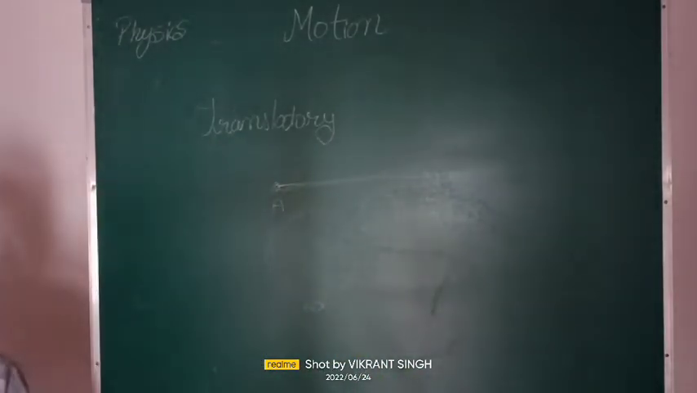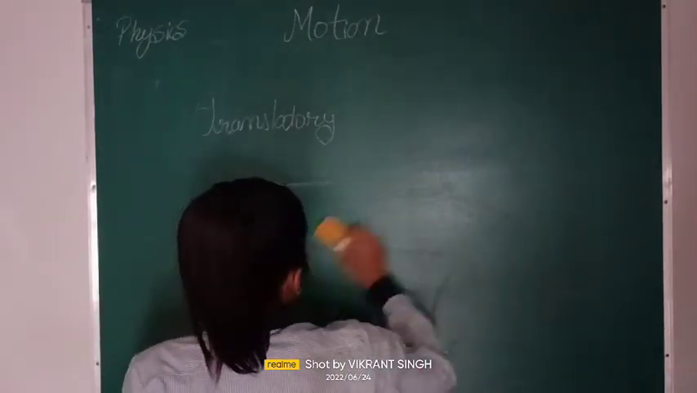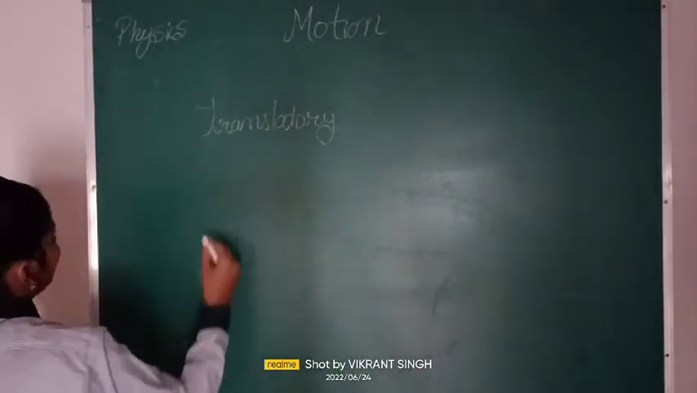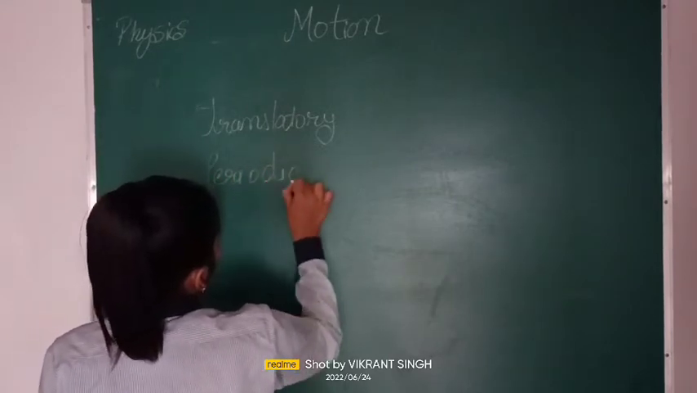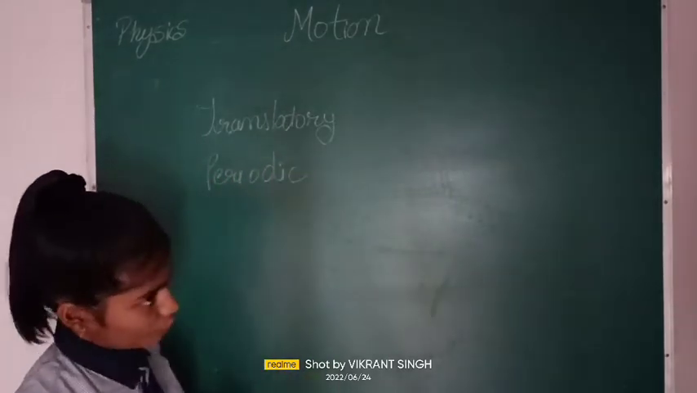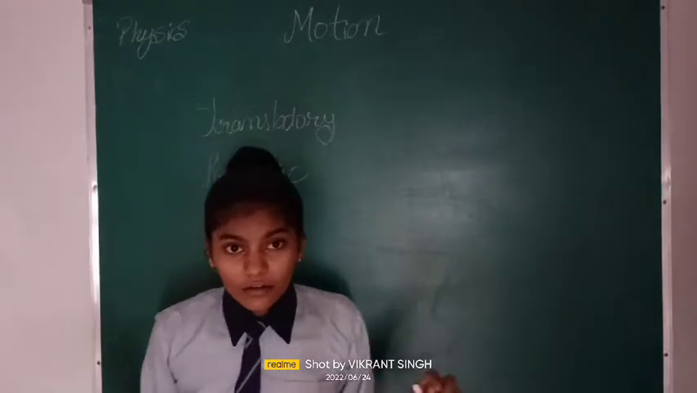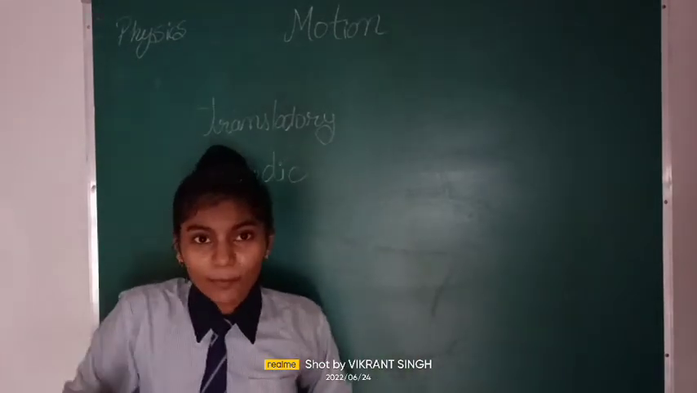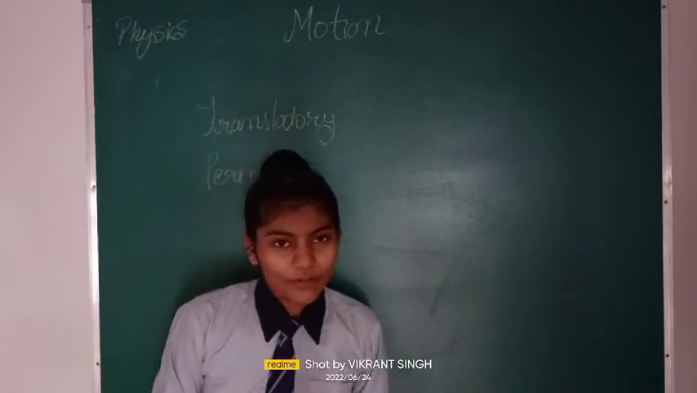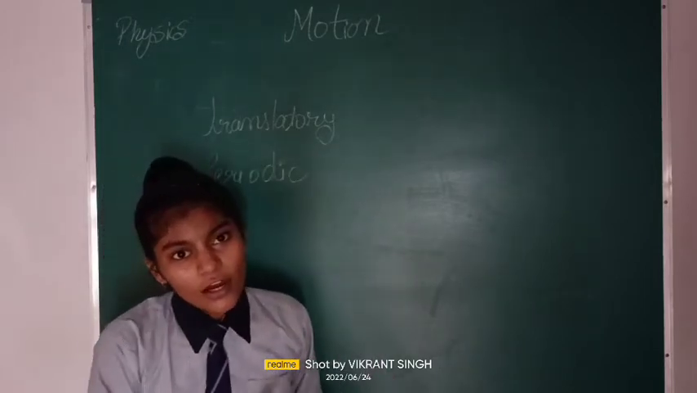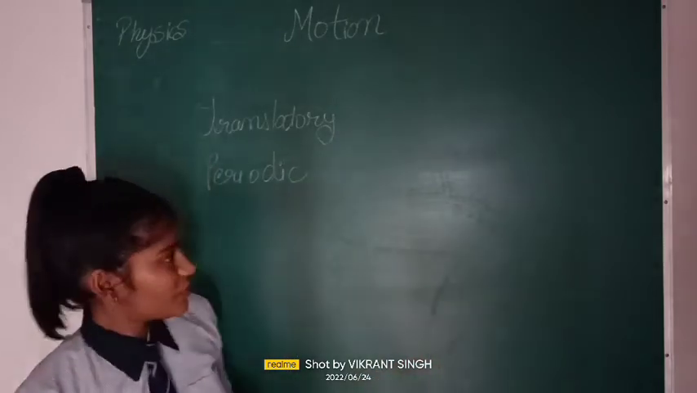Okay, we have periodic motion. So periodic motion we should understand. Periodic motion is a type of motion when that particular action repeats after a particular time period, after the same time period.